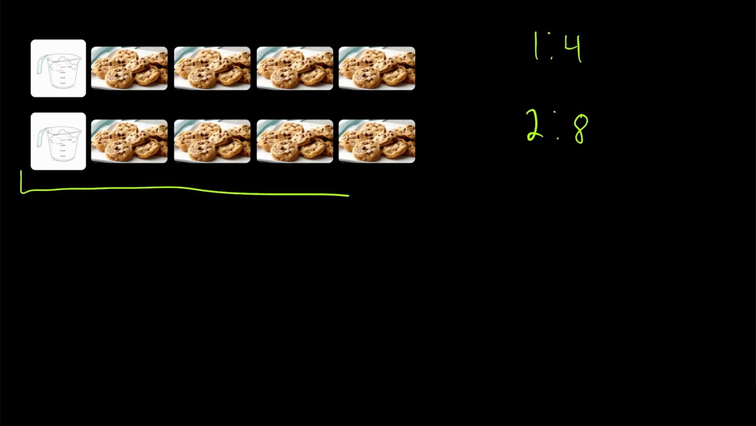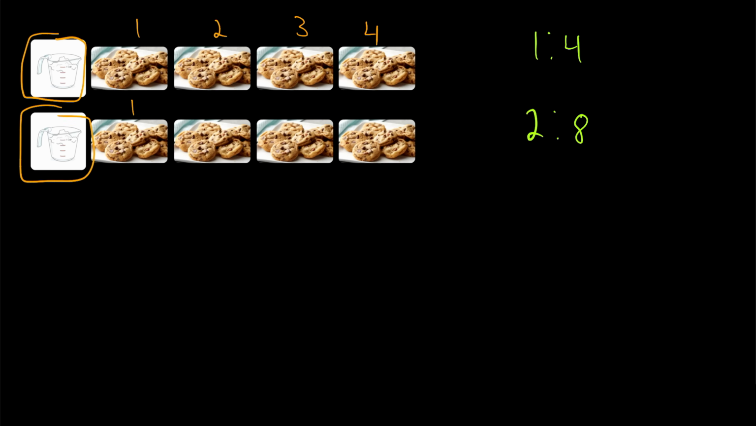What I want to point out is that even after we scale this up, this picture still expresses the first ratio as well. It's still the case that for every 1 cup of flour, we get 4 batches of cookies. We can see that quickly by counting. We've got 1 cup of flour, 1, 2, 3, 4 batches of cookies, another cup of flour, 1, 2, 3, 4 more batches of cookies. So even after scaling the ratio up, it's still the case that for every 1 cup of flour, we get 4 batches of cookies. Just wanted to provide a visual to help justify why this makes sense.